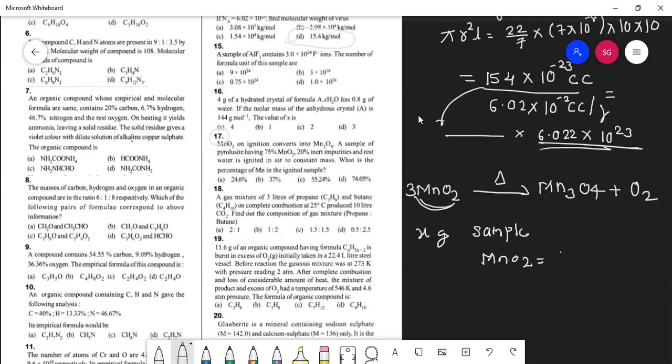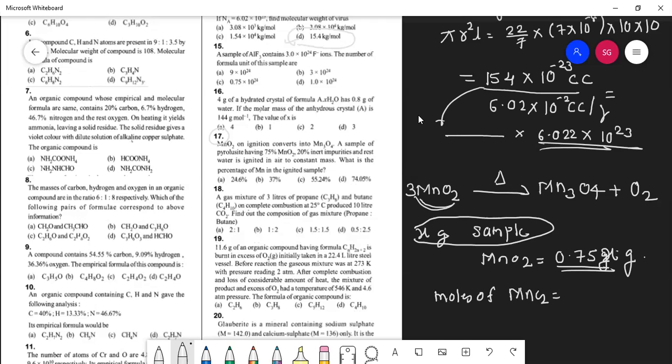MnO2 is given 75%. 75% means 0.75 grams, because the total is X gram sample. So I can write 0.75 X gram. So out of X gram, it is 0.75 X gram. If you want to find the moles, always first find moles, students. Moles of MnO2: what is the weight given? 0.75 X grams upon the weight of MnO2, which you find, students.